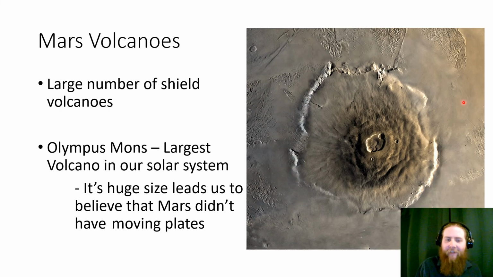Mars volcanoes. Mars has a large number of shield volcanoes formed from basaltic lava that flows a very long way. It is home to Olympus Mons, the largest volcano in our solar system. There is no other volcano larger than it. The huge size of Olympus Mons led early astronomers and space scientists to think that Mars didn't have moving plates. We now think they have cooled, but originally Mars did have moving plates. It is so big because Mars is 1/4 the size of Earth, so it has much less gravity.